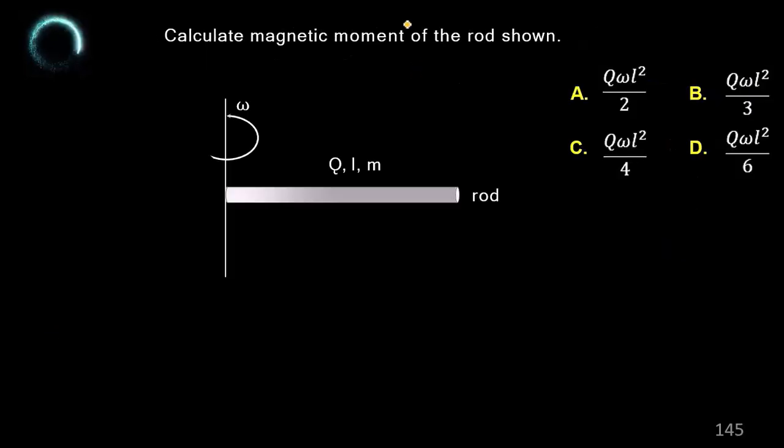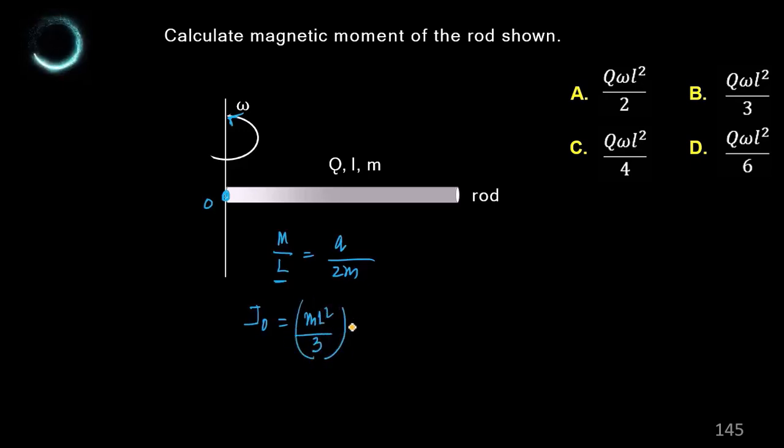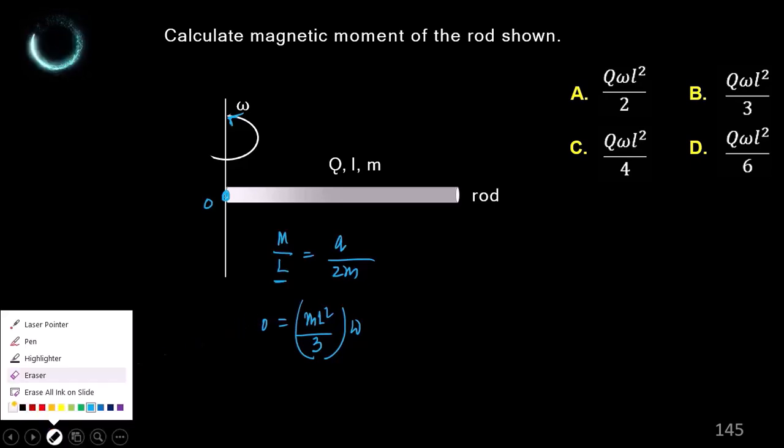সেইখানে calculate the magnetic moment of the rod. Again, if the rod is being rotated about the end point, what is the m by L ratio? M by L ratio is q by 2m. That is always correct. Now, what is L number? L is I into omega. I about the end point is how much? I about the O point should be equal to ml square by 3 into omega. That is the L. So that is the L number.